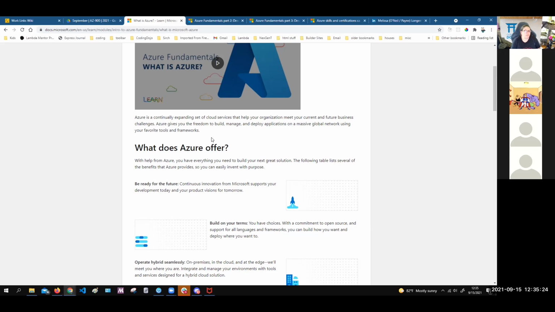So sure, the big man out there probably has tons of money to spend on making his own data center. But it may not be as efficient as Azure's frameworks, data centers, all that stuff might be.